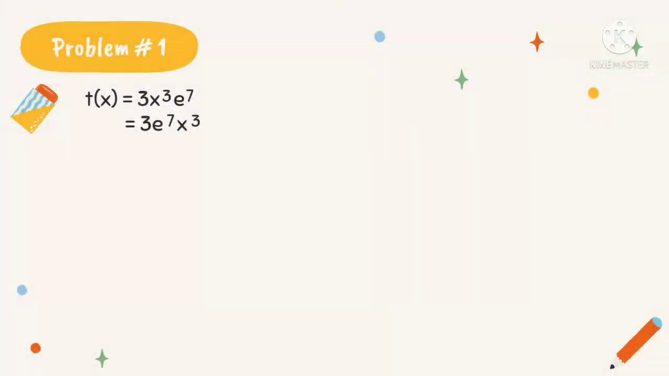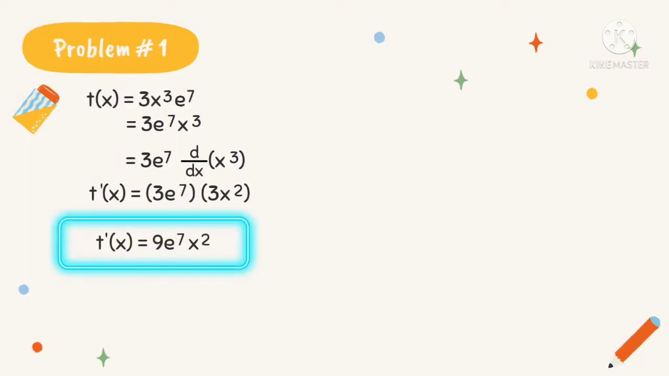But also, if you want to answer this in the easiest way possible, you can just arrange the given like how we arranged it in the beginning, placing the variable with the highest exponent in front. At this point, we can just separate them and find the derivative of x cubed to have 3e raised to 7 times 3x squared. As we can see here, it will just also be equal to 9e raised to 7 x squared, just like in the first process that we did earlier.